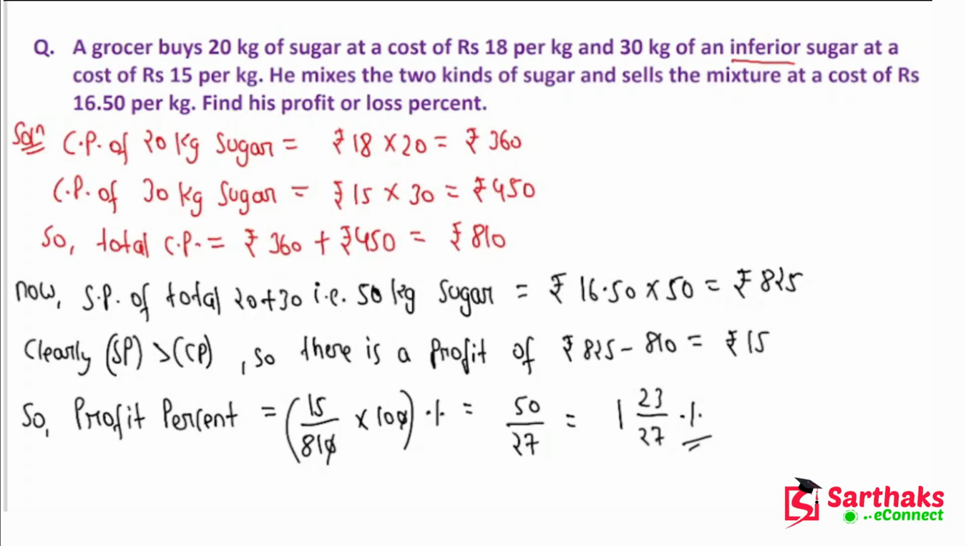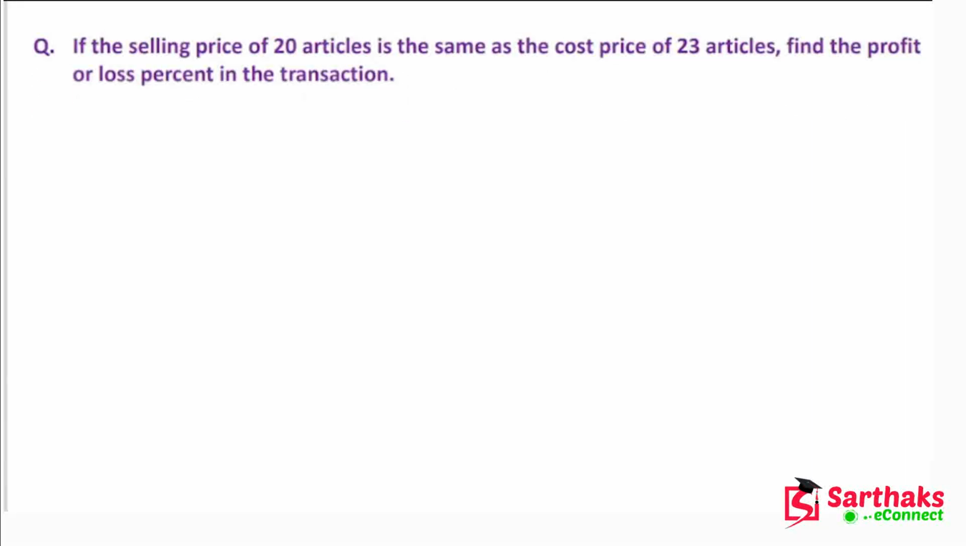Let us talk about the next question, which says, if selling price of 20 articles is the same as the cost price of 23 articles, find the profit or loss percent in the transaction. So let us assume the cost price of each article, and then we solve it the way the question wants it, right? So let us assume the cost price of one article be rupees X.